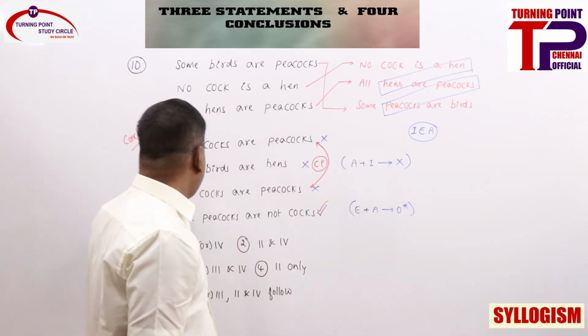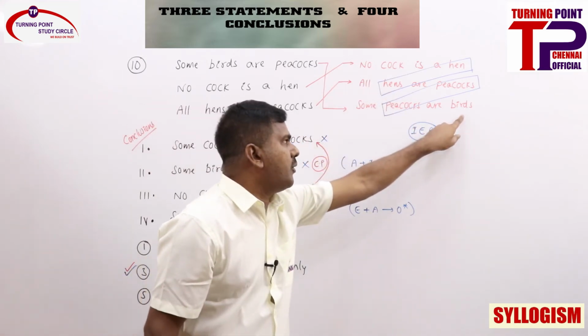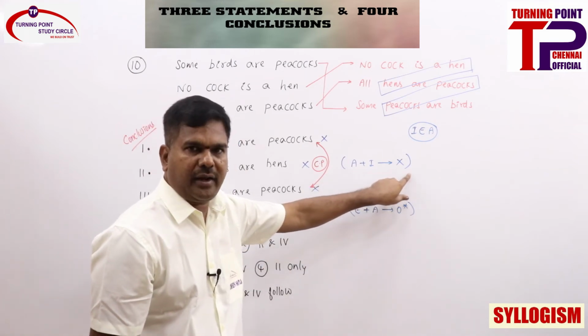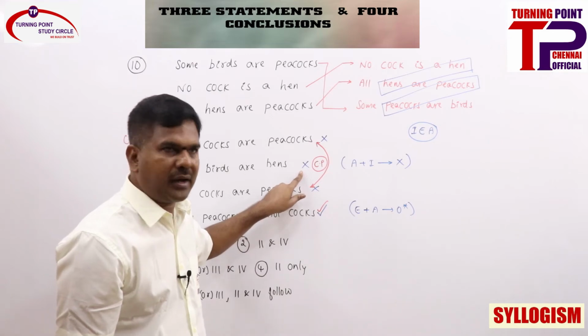Now come to the next one. Some birds are hens. Where are birds and where are hens? The third statement and the second statement, but A plus I gives no conclusion, right? A plus I gives no conclusion. That is the reason I put a cross mark.